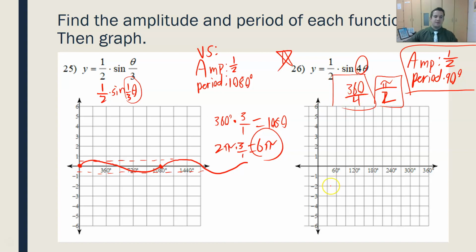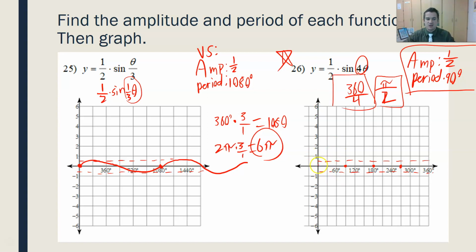So let's graph it. My midline hasn't changed. My amplitude, I'm not going any higher than 1/2 above the x-axis or 1/2 below the x-axis. My period is 90 degrees. So here's 60, 120, here's 90 degrees, another 90, another 90. That's how often I'm going to repeat my graph.